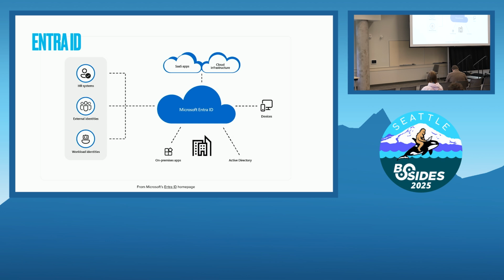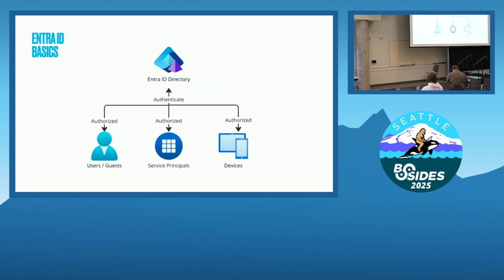I'm going to try and break it down a little bit more systematically. So first of all, Entra ID. At its heart, you've got this idea that users and guest users are going to be able to authenticate against the directory. You've also got service principals. These are your machine identities.